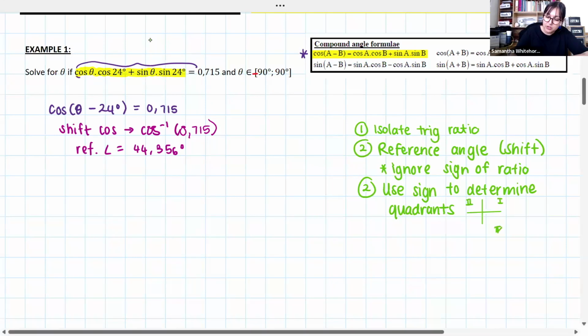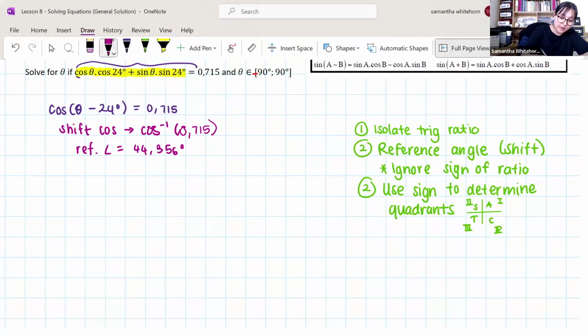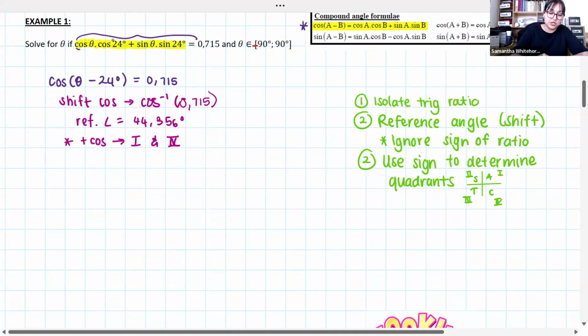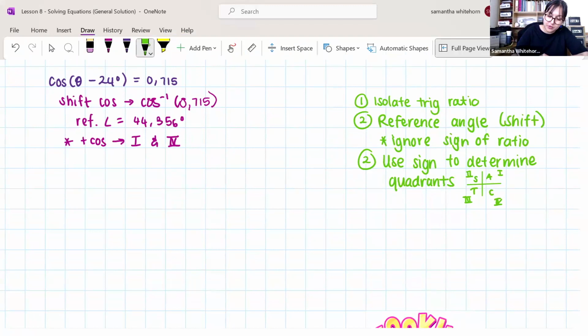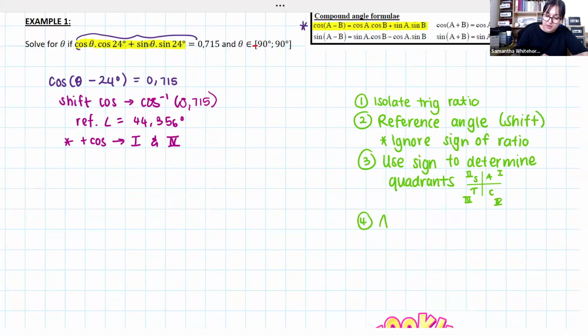Now this goes back to your cast diagram, which I'm going to put in here. And you decide where it's positive. So in this case, what we have is a positive cos. And so what we're looking at is quadrants 1 and 4. The quadrants that we're working in determine for me which reduction I should now go and apply. So based on my quadrants, I apply the appropriate reductions.